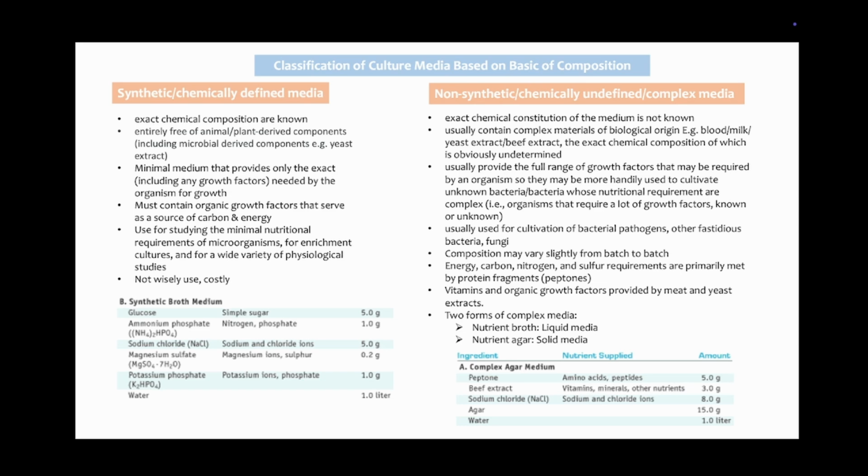So why do we need chemically defined media? To study biochemical processes, pathways. Okay? When you know every component in the media, then if you carry out mutagenesis to get mutants, bacterial mutants, then you can see whether the bacteria can utilize certain elements or not.